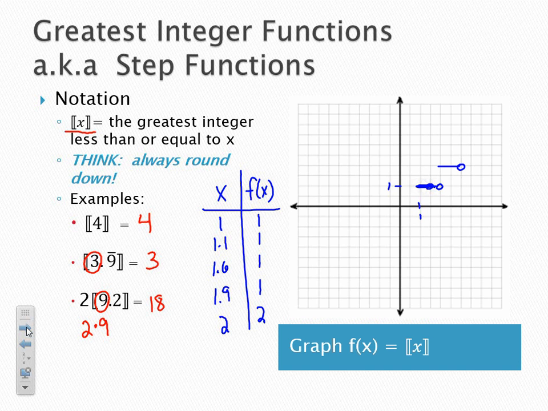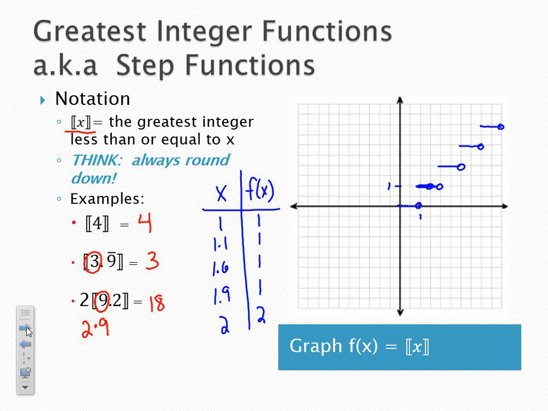And then again at 3, I step up. And at 4, I step up. And the same thing going the other way. All right, 0's greatest integer would be everything that exists from 0 up to, but not including 1.